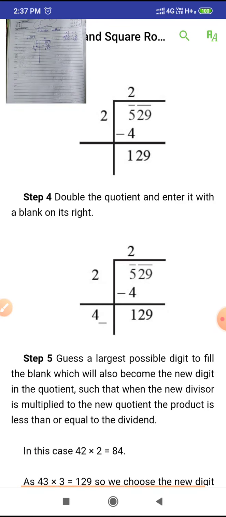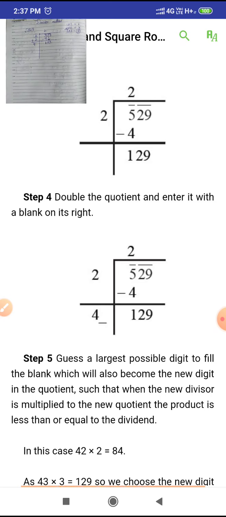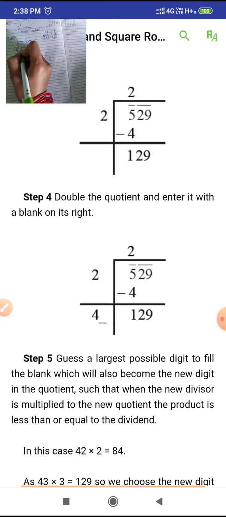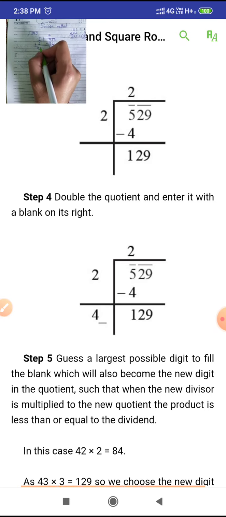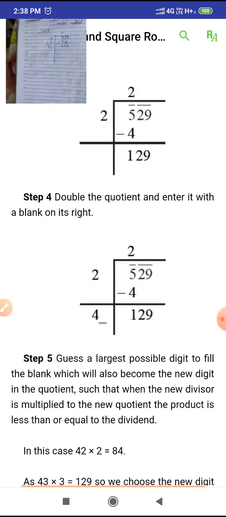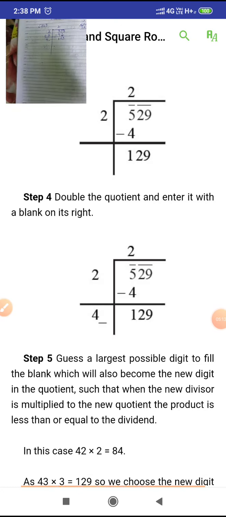And in step 5, guess the largest possible digit to fill the blank, which will also become the new digit in the quotient, such that when the new divisor is multiplied by the new digit, the product is less than or equal to the dividend. Now we have to put a new number here so that the product is less than or equal to the dividend.